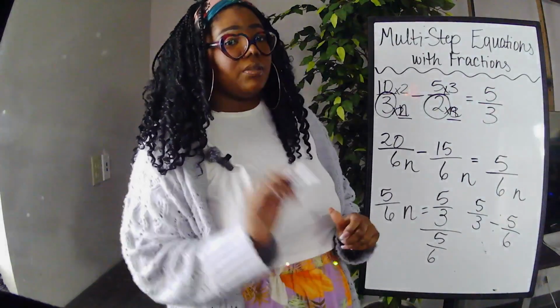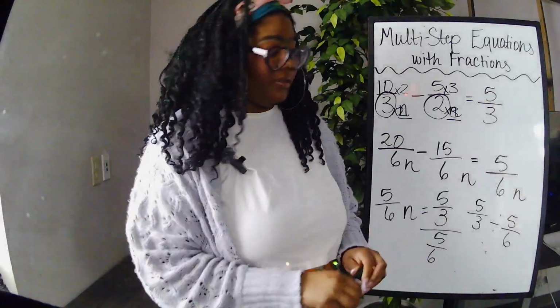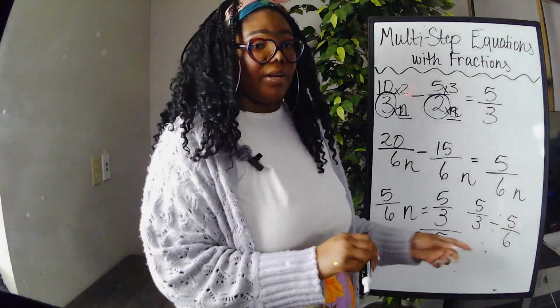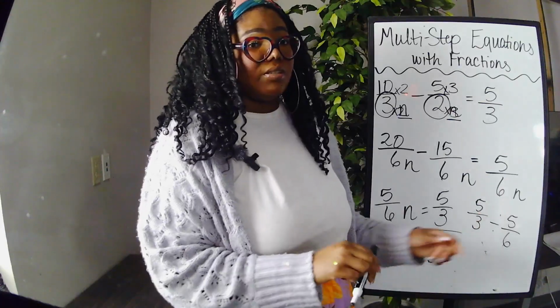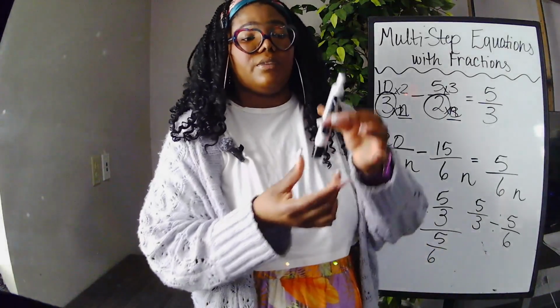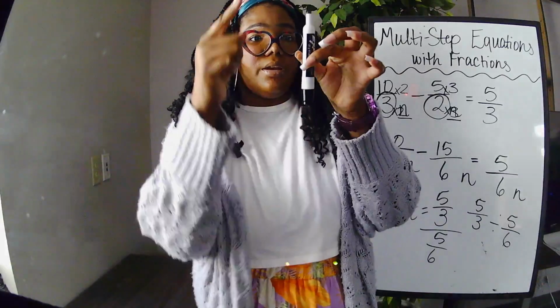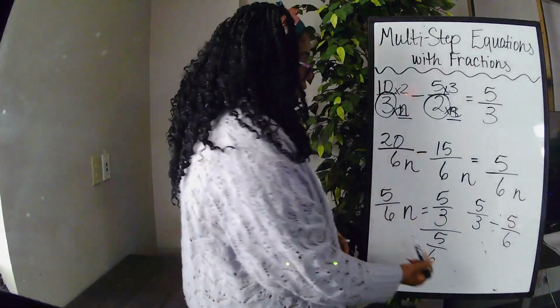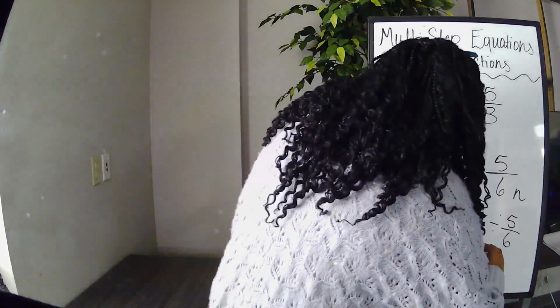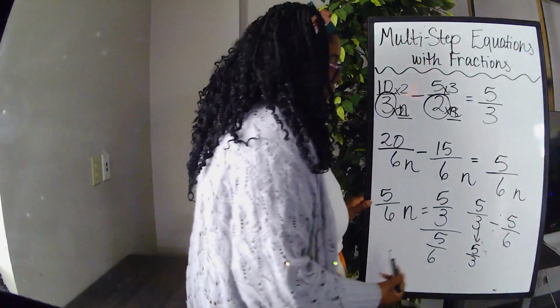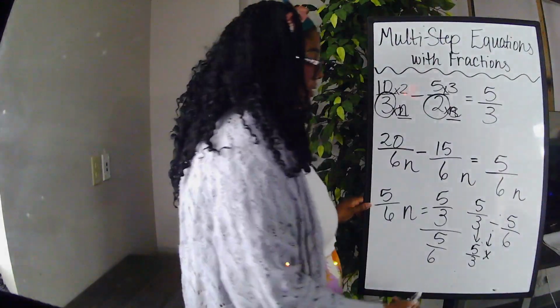And now, methodology here. Keep, change, flip. Something that you've probably heard of before in your middle school years. So keep, change, flip goes as follows. You want to keep the first fraction. You want to change division to multiply. And you want to flip your last fraction. Flip as in, for instance, if I were to take this marker and flip it, now the writing part is at the bottom. Flip it. So with that being said, let me go ahead and keep my 5/3. Change division to multiply. Flip 5/6 to 6/5.